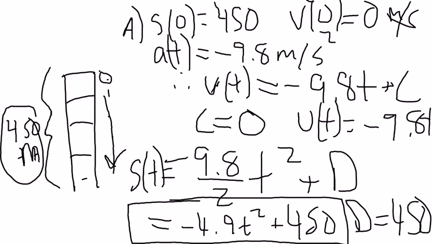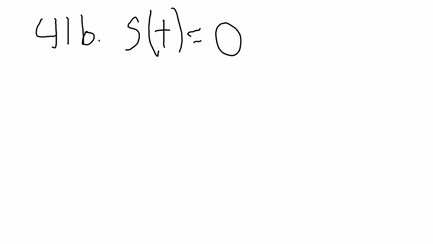Alright, so now I'm going to erase this so we can do B. Okay. 41B. So 41B asks us how long it takes the stone to reach the ground. So when the stone hits the ground, S of t is equal to 0, because at the top of the building the height was 450 and at the bottom the height is 0. And so we can just plug that into our equation.